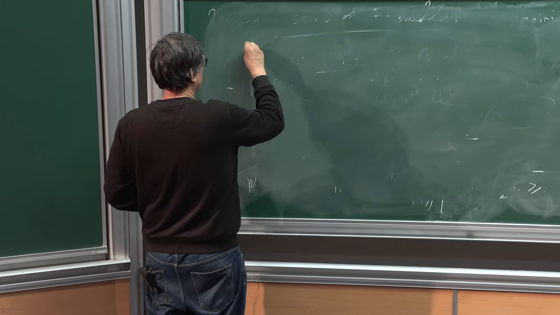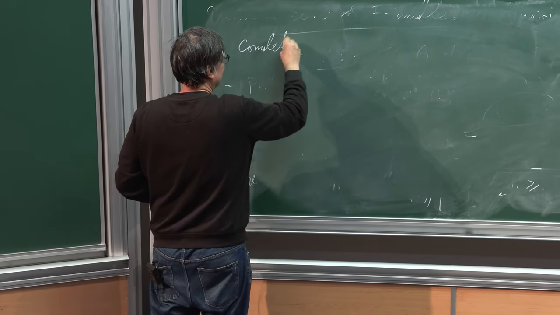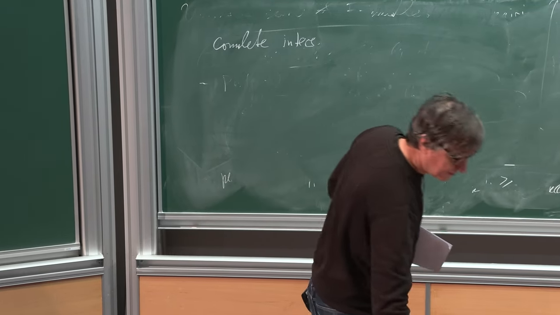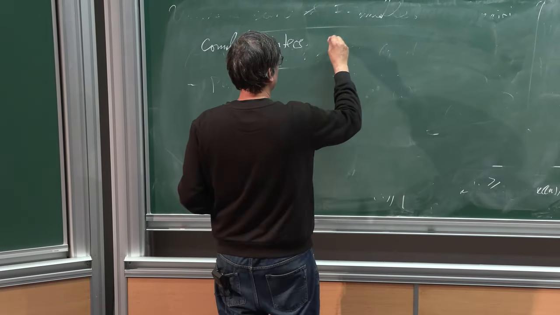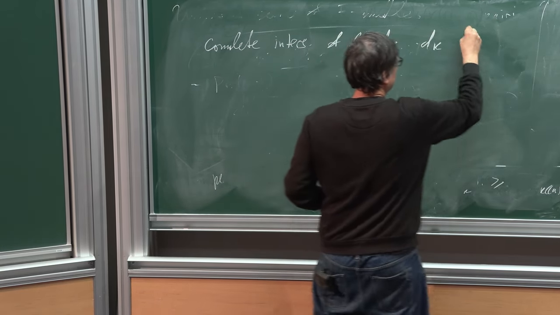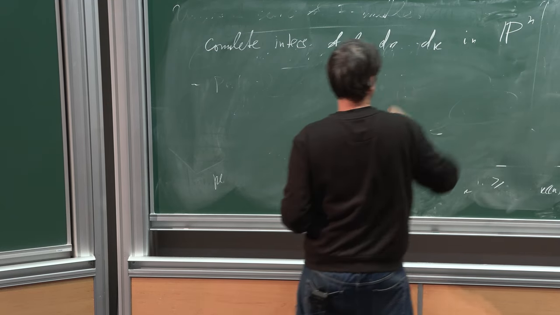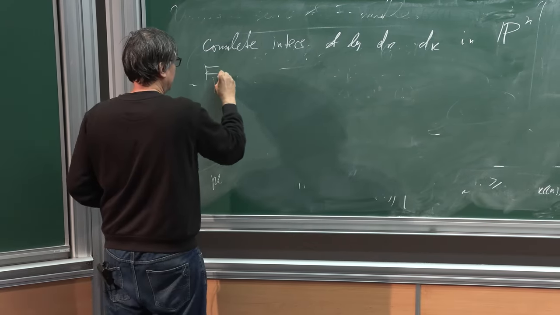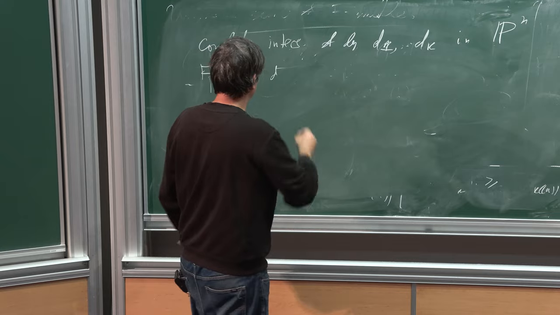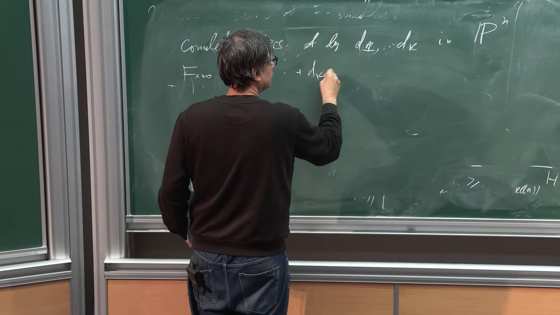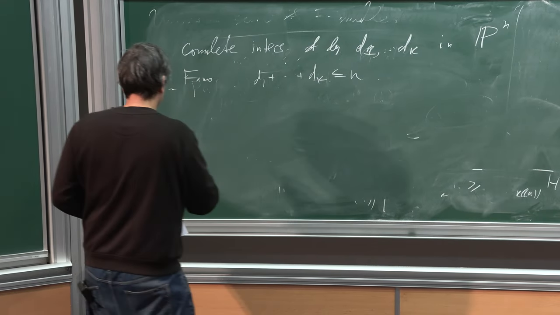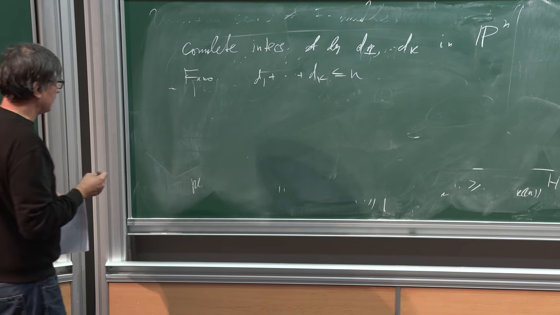So what goes on, if we consider a complete intersection, one can analyze this quantum invariance and so on. A complete intersection of degrees d1, ..., dk in projective space, and assume it is Fano. Fano means that d1 + ... + dk is less than n. Suppose it's Fano, then the picture is the following.